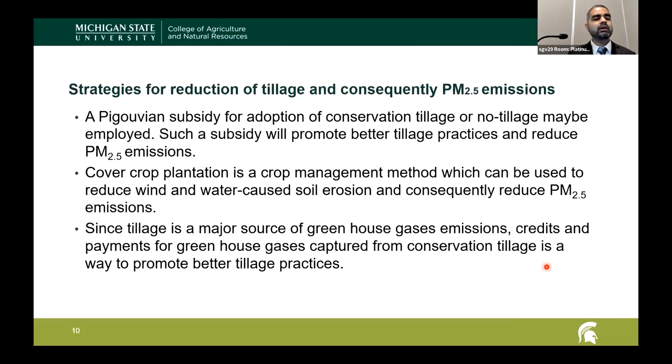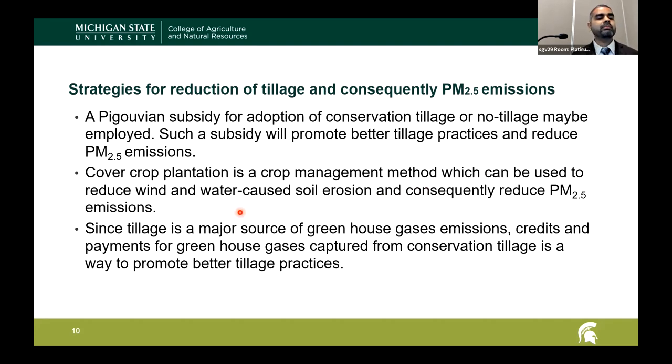So moving on, what are some of the strategies that can be deployed to reduce tillage and consequently PM2.5 emissions? For instance, a Pigouvian subsidy, which accounts for the positive external benefit of reduced tillage, can be given for the adoption of conservation tillage or no tillage. And that will consequently reduce PM2.5 emissions.